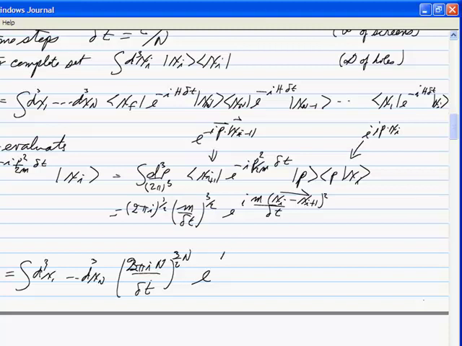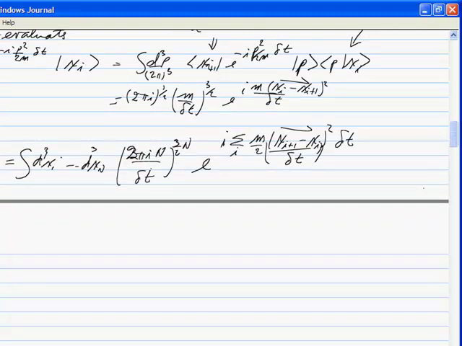and then e^{i Σ_i (m/2)(x_{i+1} − x_i)²/Δt²·Δt}, sum over all these i's. So let's put this over delta t squared and multiply by delta t. Okay, so I had one power of delta t. I've written it as delta t squared and delta t there. And there's our path integral.